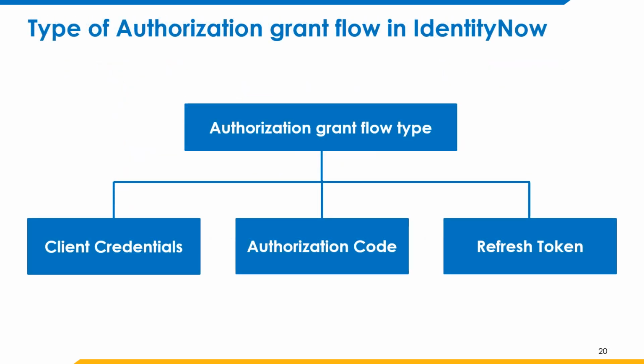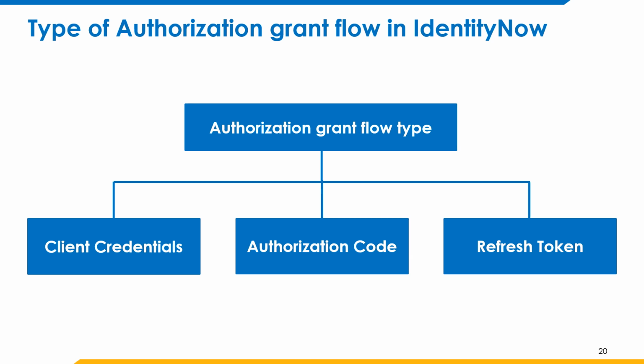In this slide, we are discussing the types of authorization grant flows in IdentityNow. There are three types of authorization grant flows in SailPoint IdentityNow. The first one is client credential, the second one is authorization code, and the third one is refresh token. We'll see about client credentials. By using scripts, programs, or system-to-system integrations, clients can receive a JWT access token without users' involvement.